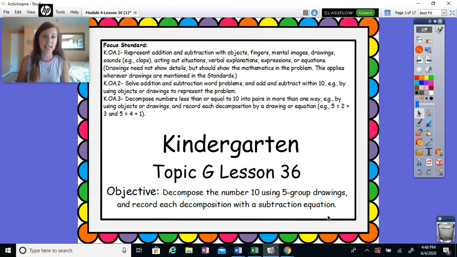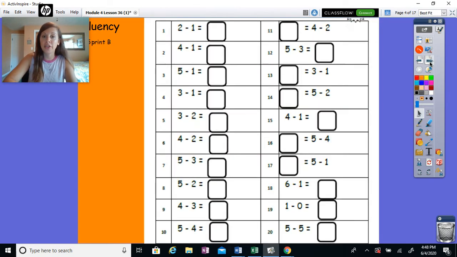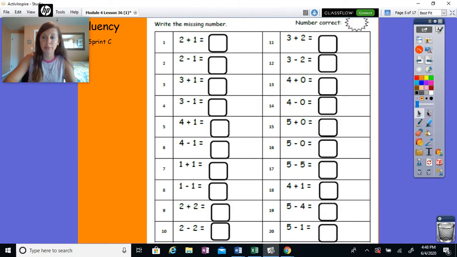So all that means is we're going to be listening to stories about the number 10. We're going to draw a picture the 5 group way, and then we're going to write a number sentence that matches our subtraction story. So let's get our brains thinking about math and do a couple of fluency problems.